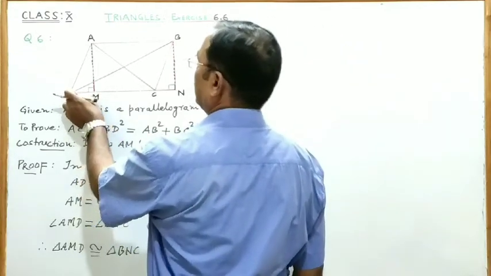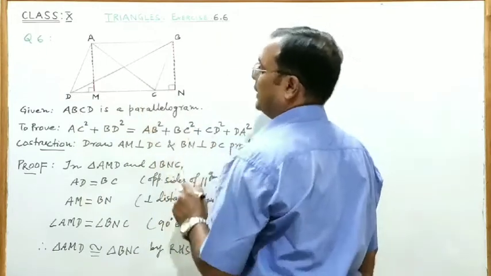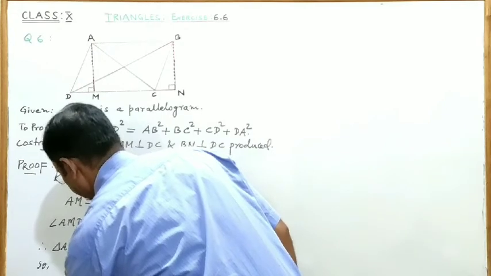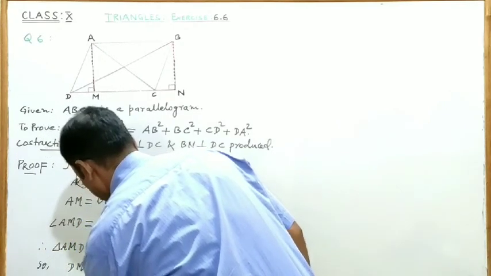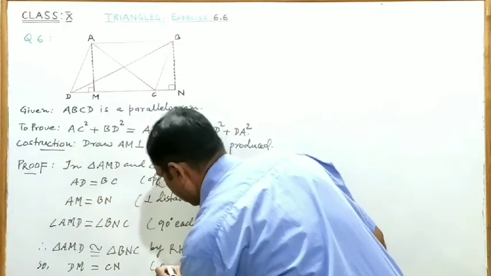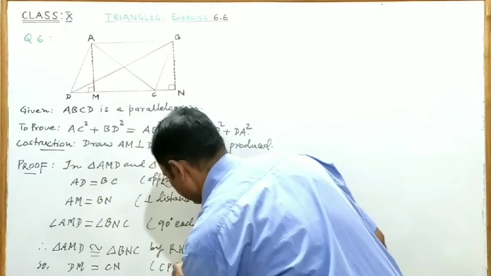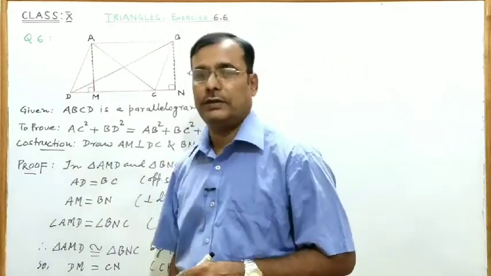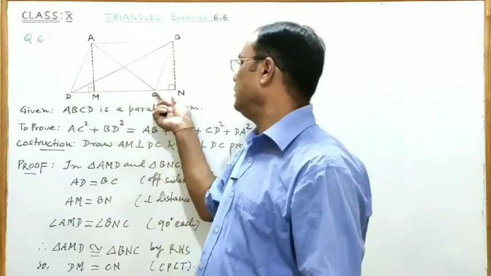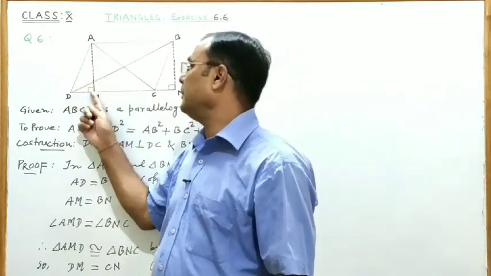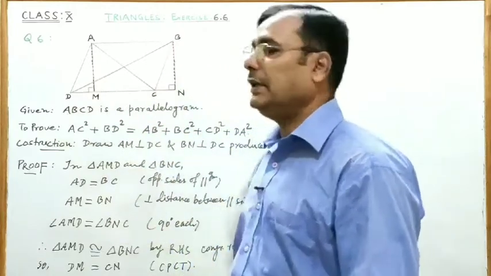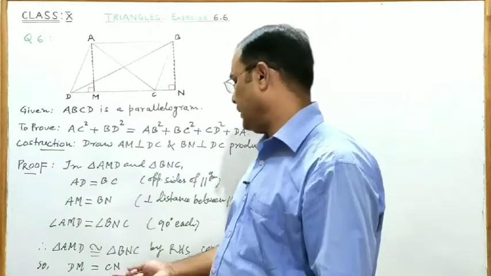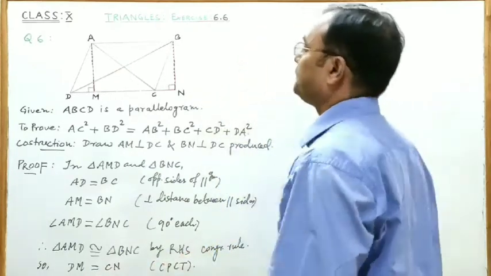And therefore DM is equal to CN by CPCT. Corresponding parts of congruent triangles are equal. Triangle AMD and triangle BNC are congruent, so DM and CN are corresponding parts, so they are equal.